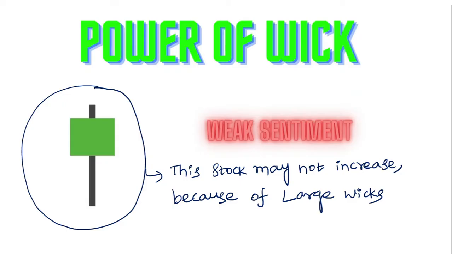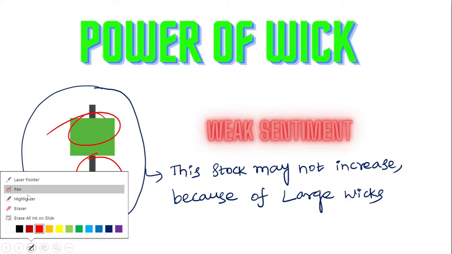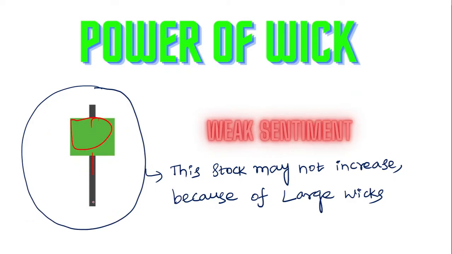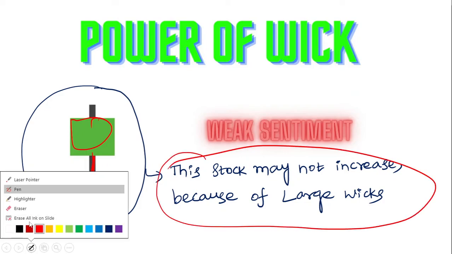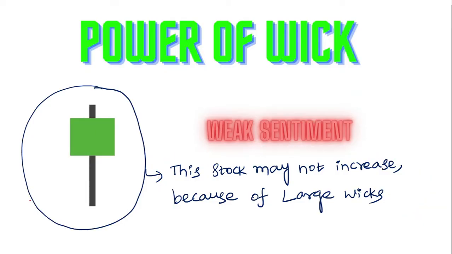Regardless of the spread size, if a candle shows long wicks on either side, you see, long wick on either side. I will repeat. Regardless of the spread size, forget about the spread size, if the candle shows long wicks on either side, it represents uncertainty and weak trend. So far, we have discussed price action. Just see here, this one has got a long wick. Long wick means the stock may not increase because of large wicks. That is important. This may not, weak sentiment.